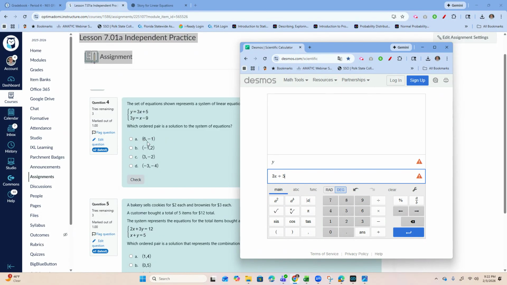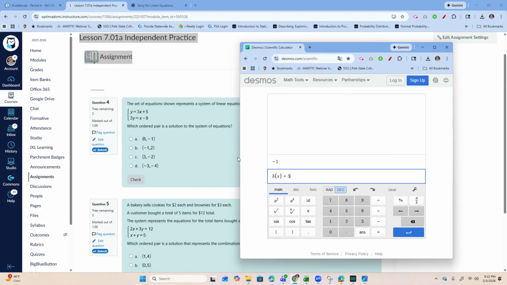I'm going to start with letter A. Remember, first number is x, second number is y. So I'm going to replace this y with negative 1 because that's what it says there. And my x, remember the x, put an empty parentheses. And you're going to replace the x with 6. If you have the same answer in line 1 and in line 2 of your calculator, it worked. But in my case, I have different answers. So this pair is not working in the first equation. So it cannot be my answer.